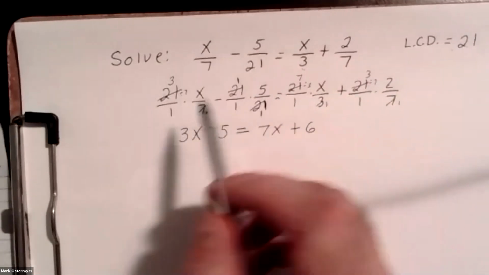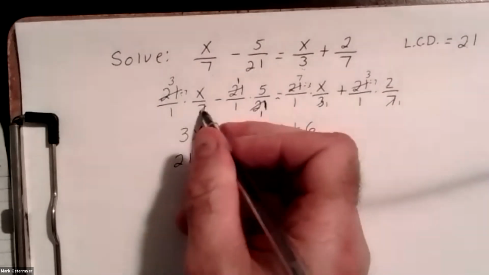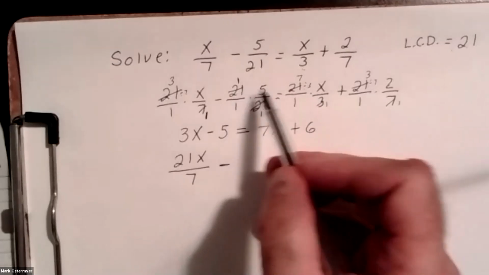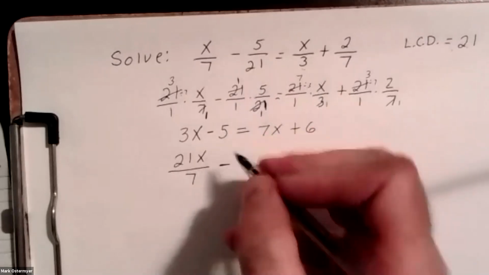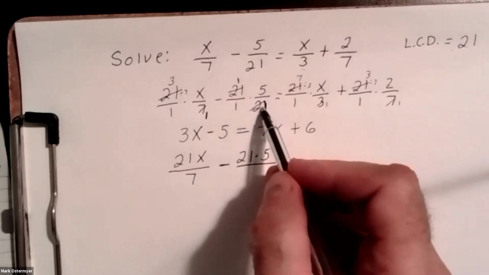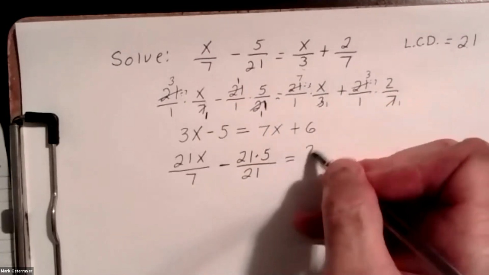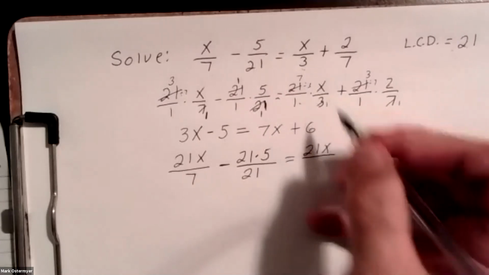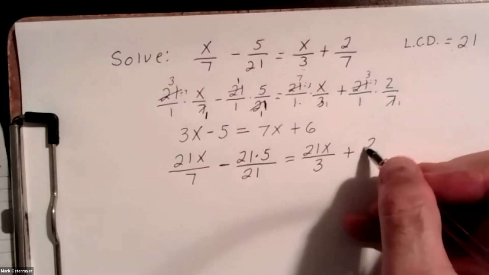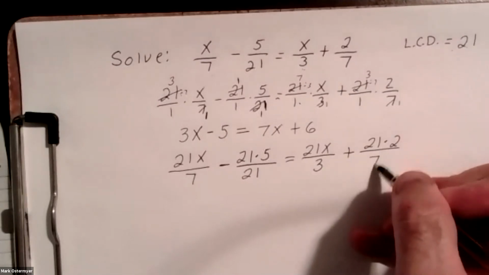Now suppose you don't like cross canceling. Well, you could have done 21 times x is 21x, and that sits over 1 times 7, which is 7. Here we would have 21 times 5, which I'm not actually going to multiply because that would be a horrendously large number. And that sits over 1 times 21 or 21. On the right side, 21 times x is 21x, and that sits over 1 times 3 or 3. Here we have 21 times 2, which I'm going to leave in factored form, sitting over 1 times 7.